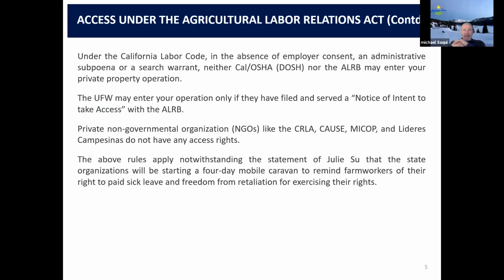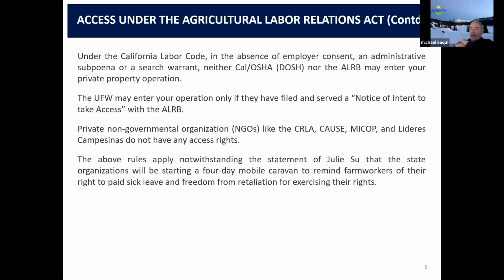The UFW, the Teamsters, they can only come on your property if they've got a properly served notice of intent to take access with the ALRB. Private NGOs, non-government organizations like the CRLA, CAUSE or MyCop, or anyone else, have absolutely no right to be on your property whatsoever, okay?